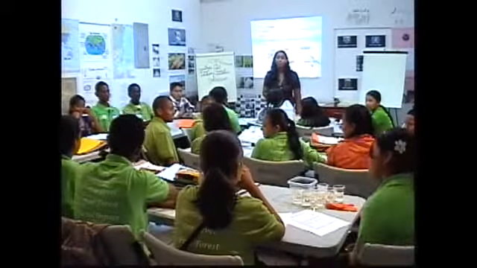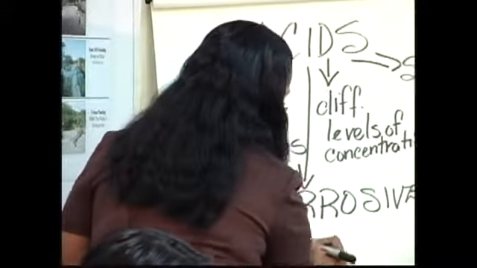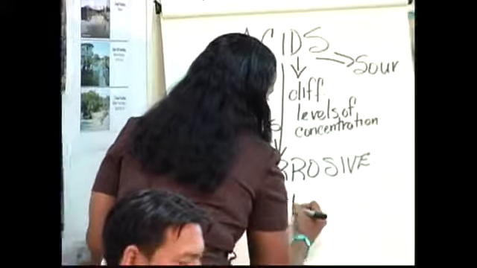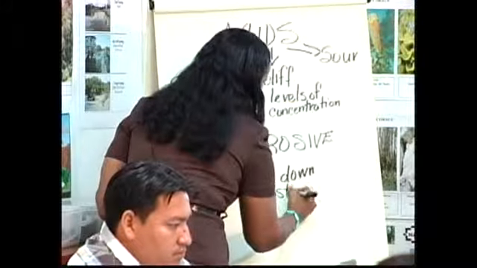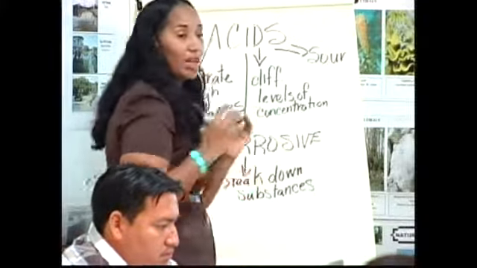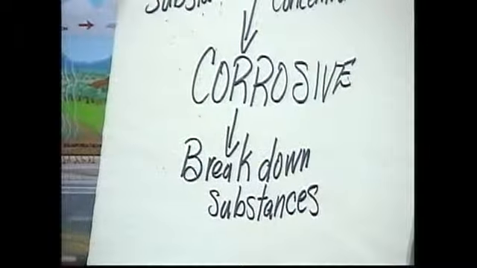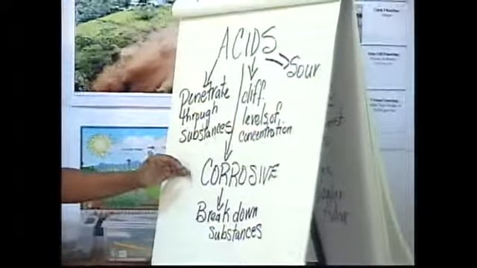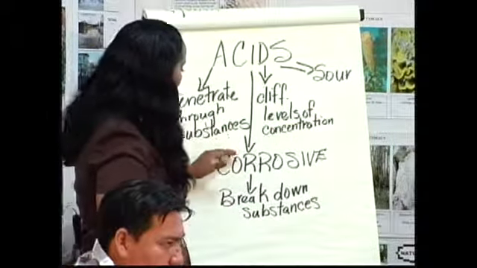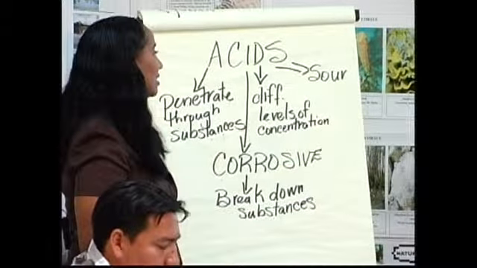Alexander? Not sure. Erwin again? Corrosive means like it dissipates the substance. Very good, and I like that word that you use. Let's use the word again for the others. Dissipates. Or it disintegrates. It breaks down the substance that it is interacting with. Corrosive, it breaks down substances. And these are only a few characteristics of an acid. We are able to determine that acids penetrate through substances. Acids are sour, they're corrosive, meaning that they break down different substances.